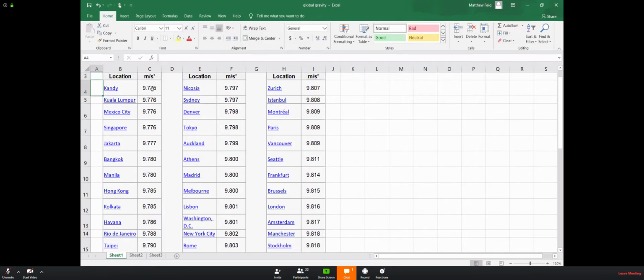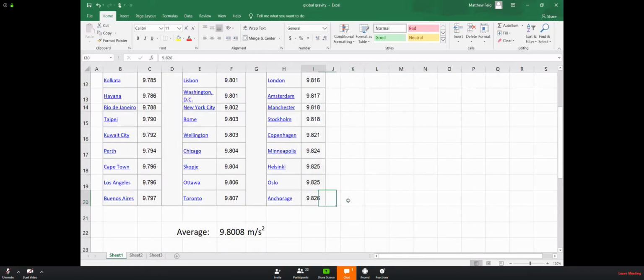So you can see it gets as low as, let's say, 9.775. So that's about 0.02 less than 9.8. And it gets about as high as 9.825. So 0.02 or 0.025 higher than 9.8. So here's my question. Do you see any kind of trends here? Do you see any link between the locations, geographically, that tend to have a little bit higher g values and what locations tend to have a little bit lower g values?